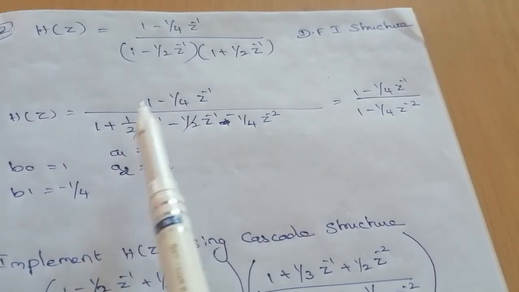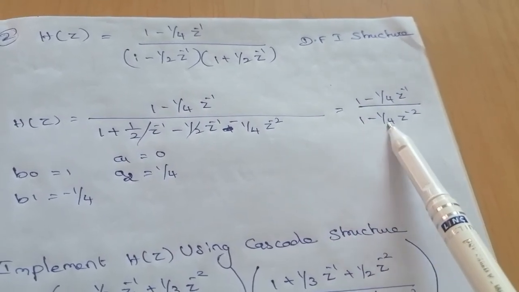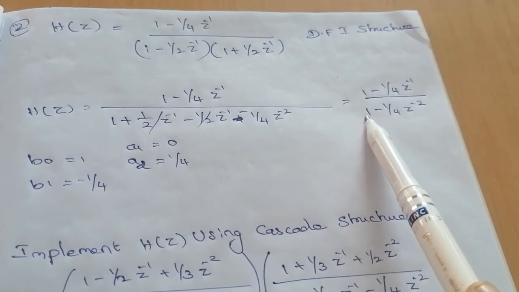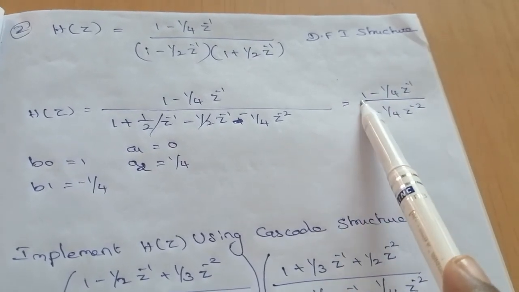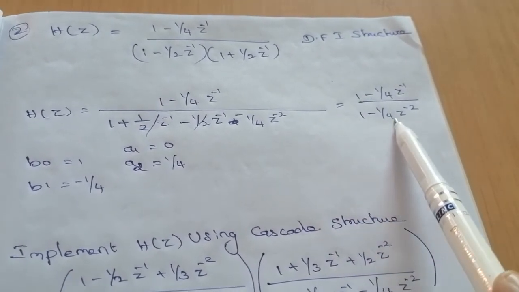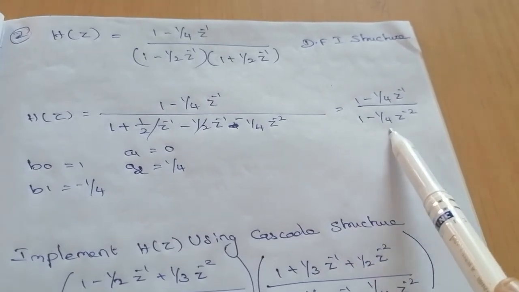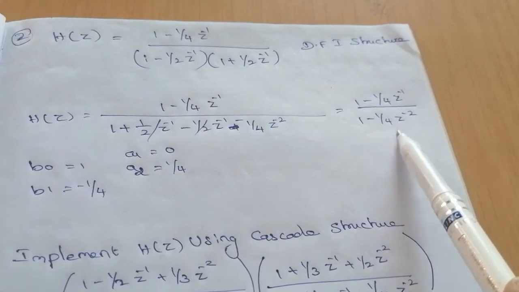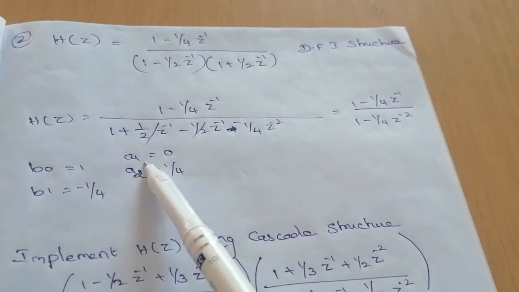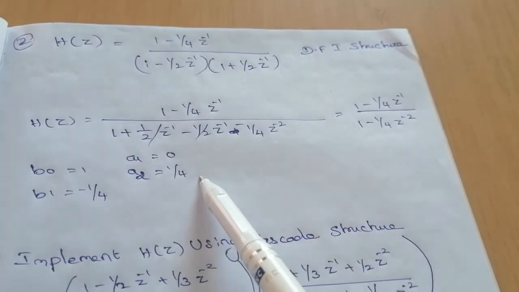So these two terms cancel. So remaining is 1 minus 1 by 4 z inverse divided by 1 minus 1 by 4 z power minus 2. Now compare this equation with the general equation of an IIR filter. In the numerator, B0 is constant, that is 1, and B1 is minus 1 by 4. Here A1 is not available because A1 is 0, since in the denominator there are no terms in z power minus 1. It starts with z power minus 2. So we have to take A1 as 0 and A2 as plus 1 by 4, okay.